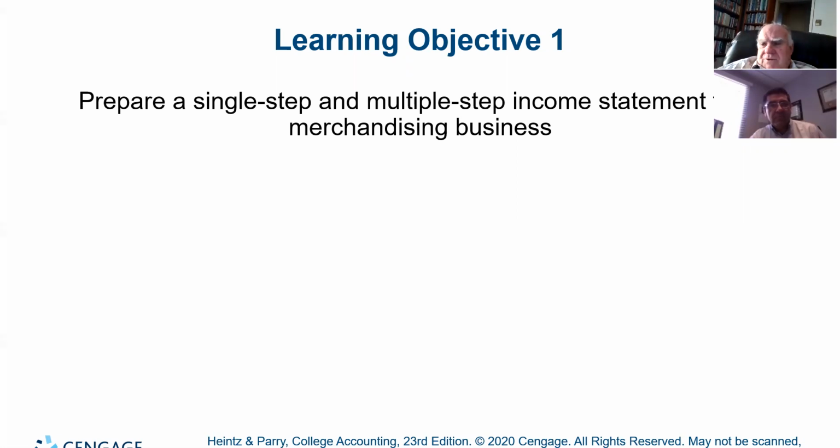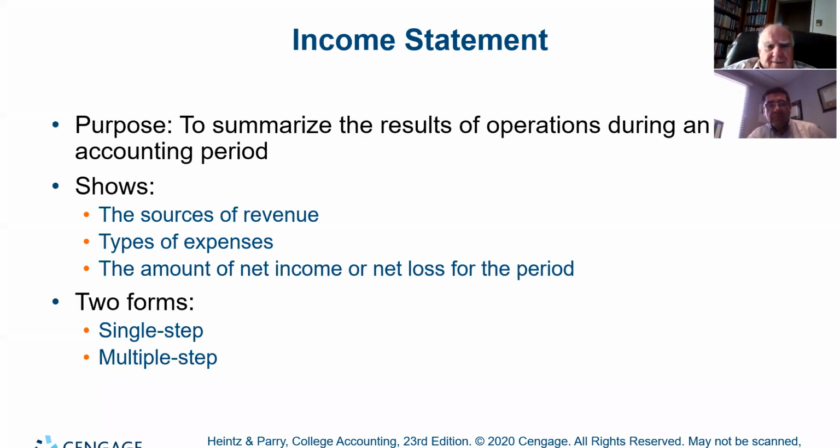What we did before was called a simple income statement, a single step, in that you just listed all your revenues, got the total revenues, then you listed all of your expenses, got the total expenses, and there's your net income. So we're introducing a multiple step now where we're going to talk about gross profit and cost of goods sold and things like that.